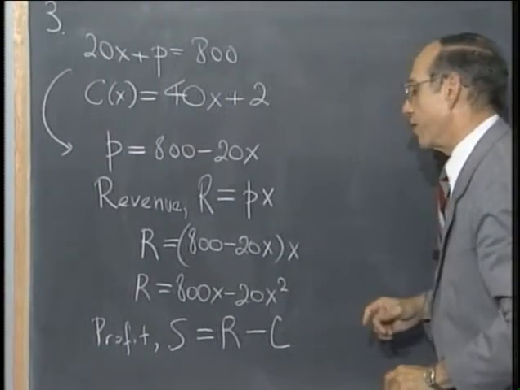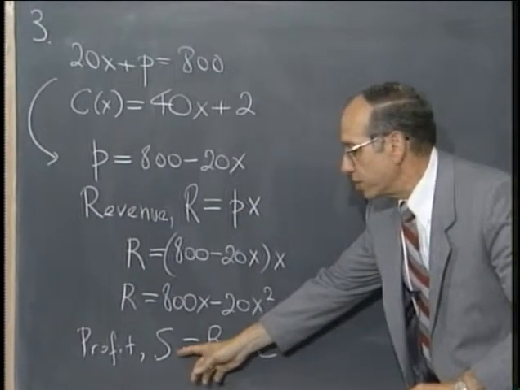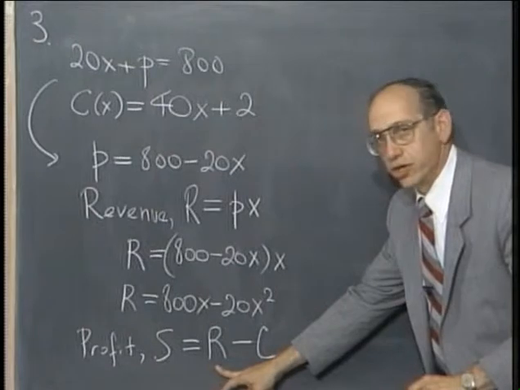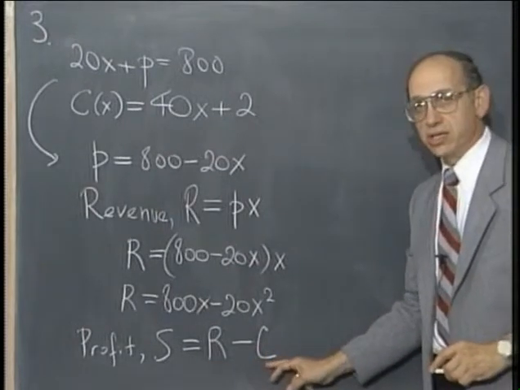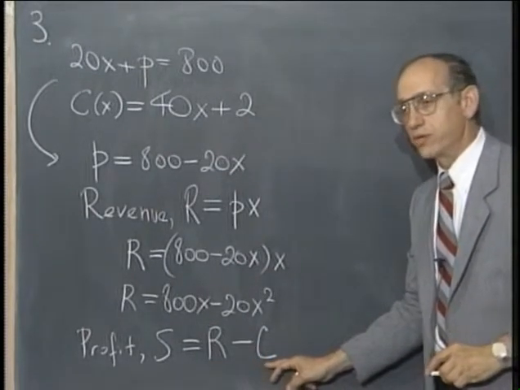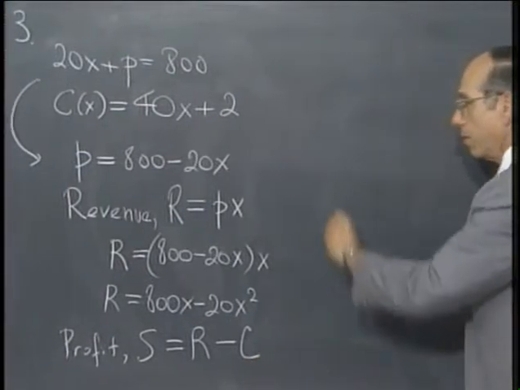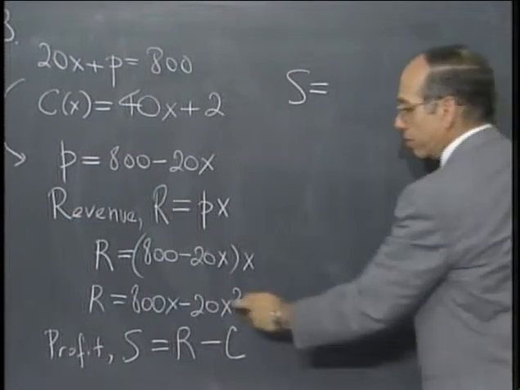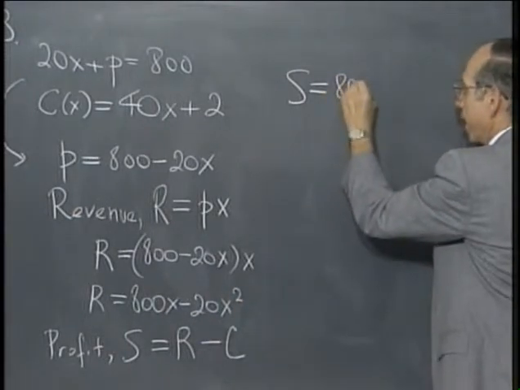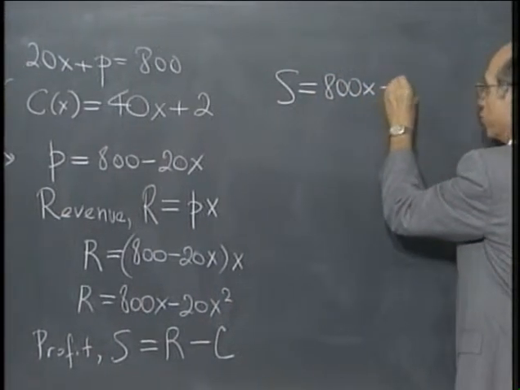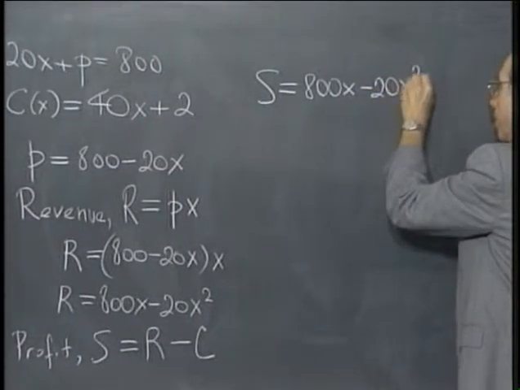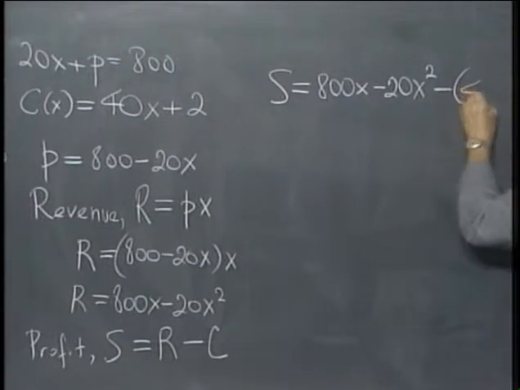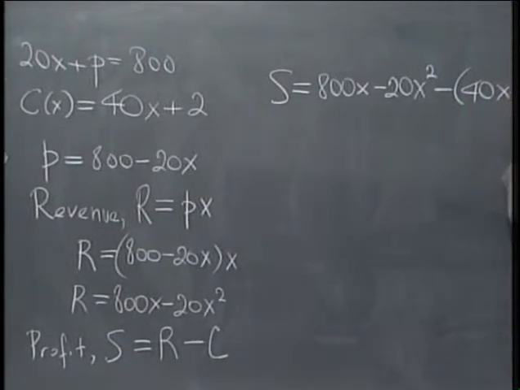Okay? Now, what I have to do is substitute into this expression, S equals R minus C, what R is in terms of x, and what C is in terms of x, and I'm going to do that right over here. I have S is equal to, R was 800x minus 20x squared, minus C, and C was 40x plus 2.